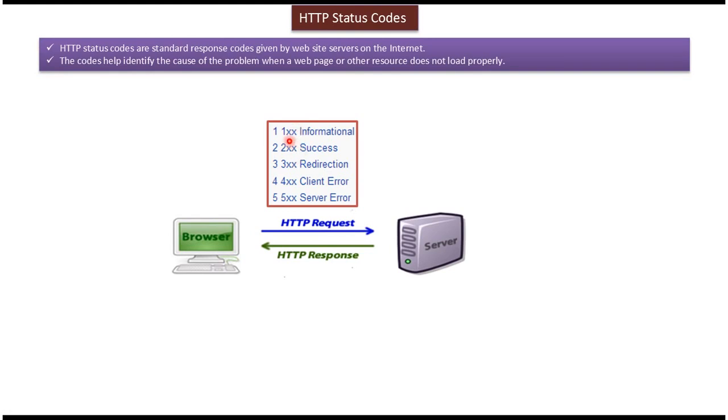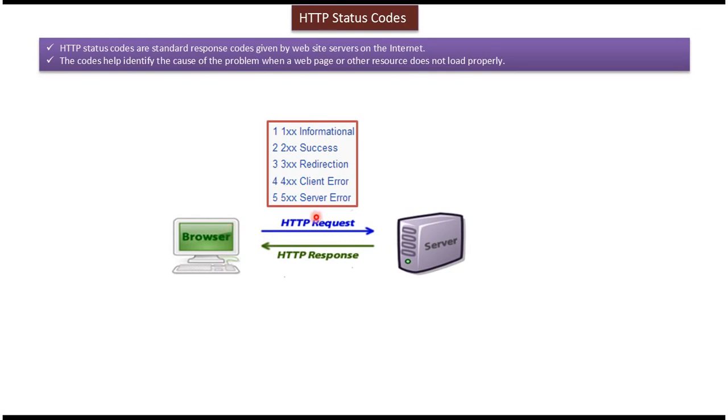The first one is the 100 series, that is informational. The second one is the 200 series, which is success. The third one is the 300 series, which is redirection. The fourth one is the 400 series, which is client error. And the fifth one is the 500 series, which is server error. Okay.